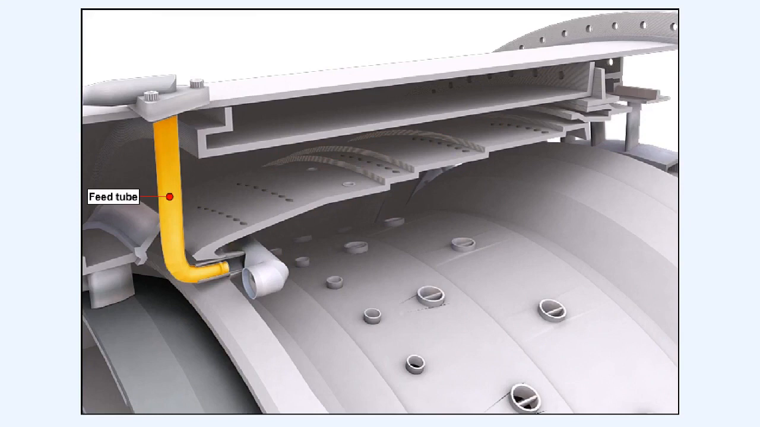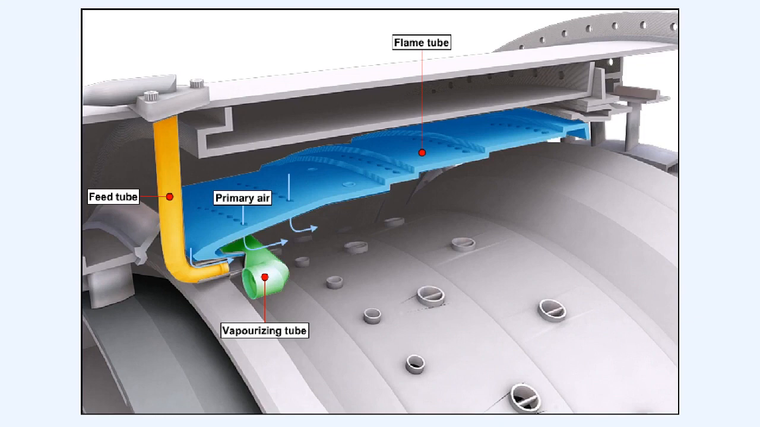In the vaporizing tube method, illustrated here, the fuel is sprayed from feed tubes into vaporizing tubes, which are positioned inside the flame tube. Primary air is fed into the flame tube through the fuel feed tube opening, and also through holes in the flame tube entry section. The fuel is turned through 180 degrees, and as the vaporizing tubes are heated by combustion, the fuel is vaporized before passing into the flame tube.